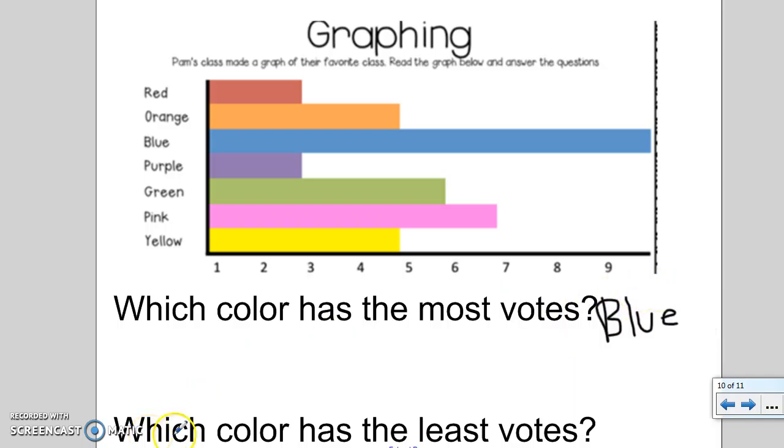The next one says which color has the least votes. Well, I'm going to look right on my graph. Ooh, red and purple are really close. They are the same, so I'm going to put red and purple because they both have the least amount of votes. So I have to write both colors because they're tied for the least. So I'm going to write red. I'm also going to write purple.